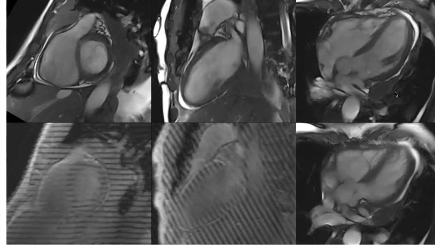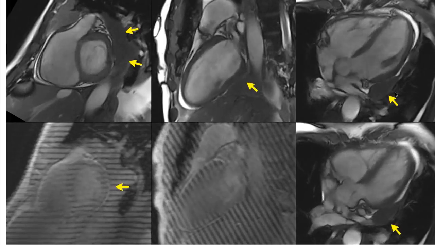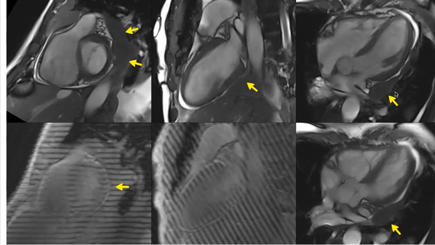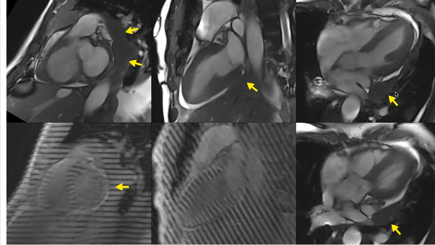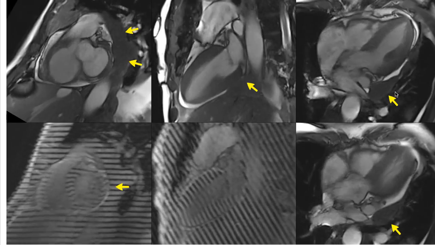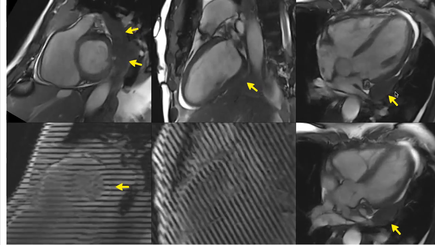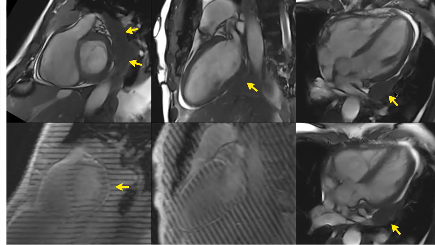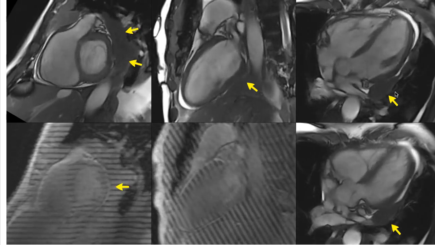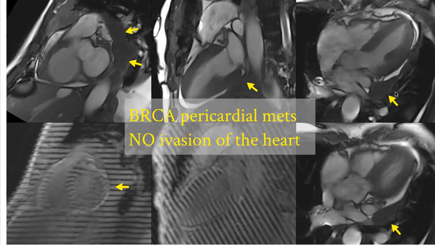Here's an example of a patient that has metastatic disease involving the pericardium. So we see that on multiple views. And the question that was asked of us is, is this invading the heart? And here's where we use those tagging sequences, and we're looking for the breakage of these lines. So normally these lines should break and slide across one another. So we could say, and we probably didn't need tagging on this, we could say from the SSFP that it's not invading the heart. But this was a breast cancer with pericardial mets with no invasion.